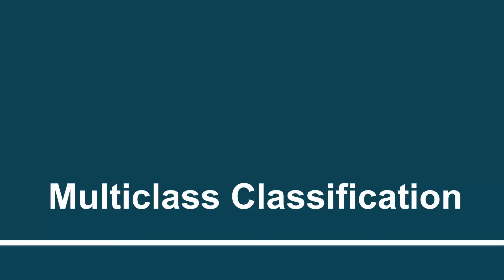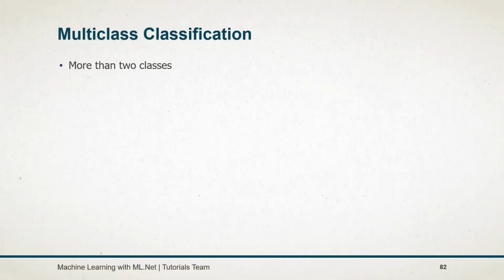Hello guys. In the previous section we learned about binary classification, in which there are just two possible values. But sometimes we need to select one option from multiple options. In this section we will learn about multiclass classification. It involves classification into more than two classes.